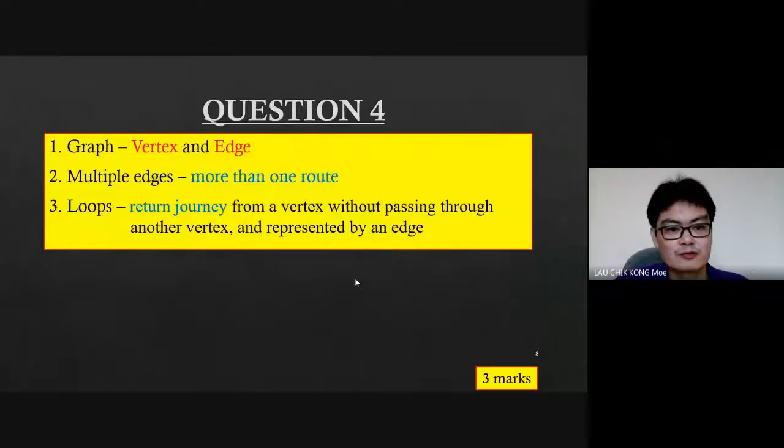And then question number 4. This is about graph, Form 4, Chapter 5. You are asked to draw a graph with loops and multiple edges by the given information below. The tip is to know what a graph is. We have vertices and edges. Multiple edges means more than one route, and a loop is a return journey from a vertex without passing through another vertex, represented by an edge. So this is the concept you need to understand here.